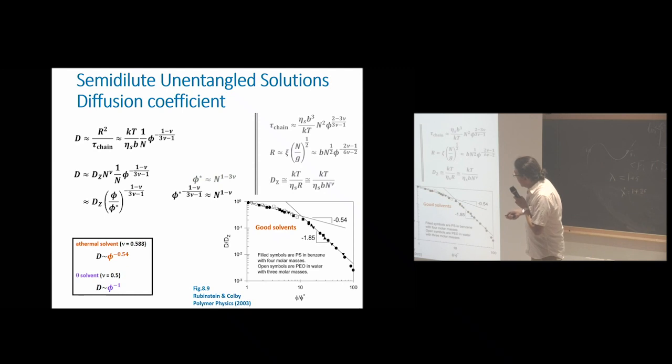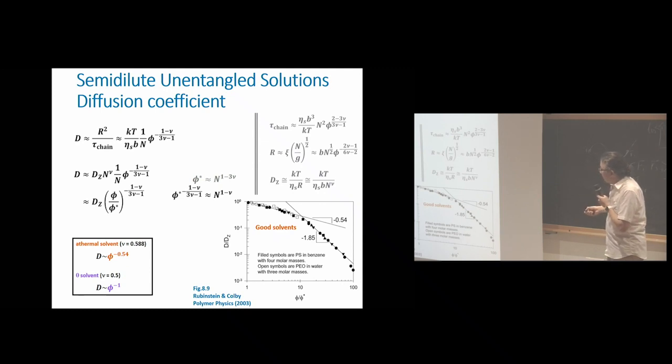Then again, in a thermal solvent, D decreases with the concentration, and the power law is minus 0.54, and for theta solvent, this is -1. In the textbook of Professor Rubinstein and Professor Colby, you can find this example from the literature. In the semi-dilute unentangled solution, you can have roughly this slope of minus 0.54. At higher concentration in the entangled regime, I will show you later.